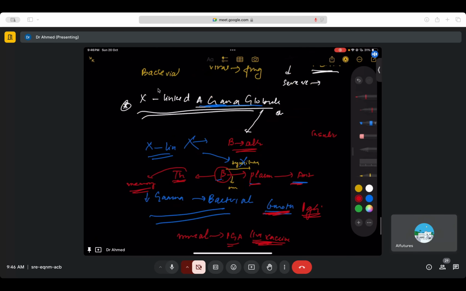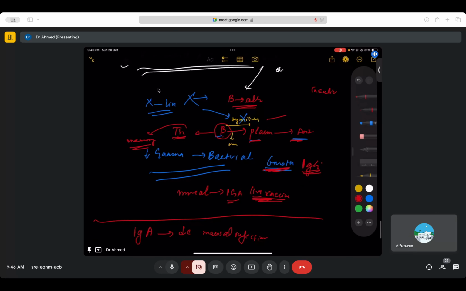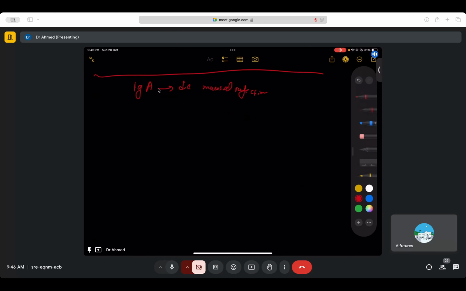Yes, it can definitely be caused by X-linked inheritance. Yes, you can have that, but you can also sometimes have isolated IgA deficiency. Okay. Now let's discuss hyper IgM syndrome.